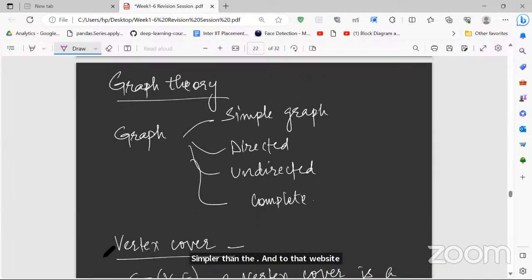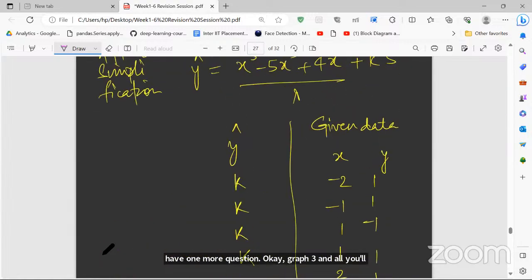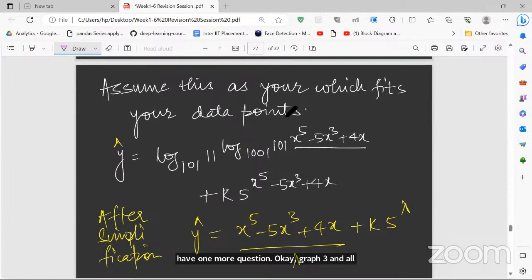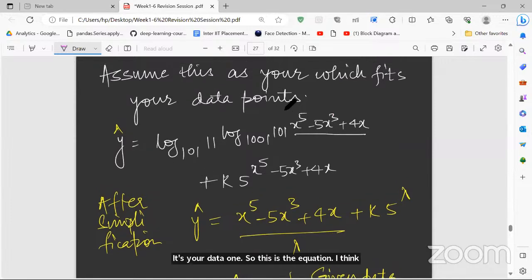Okay, now we have one more question. Graph theory and all we'll discuss in the later part. So now this is your question. I think this fits your data point. This is the equation that has been given. This is a bigger equation: log base 101, log base 101, with the power on 101 plus k times this one.